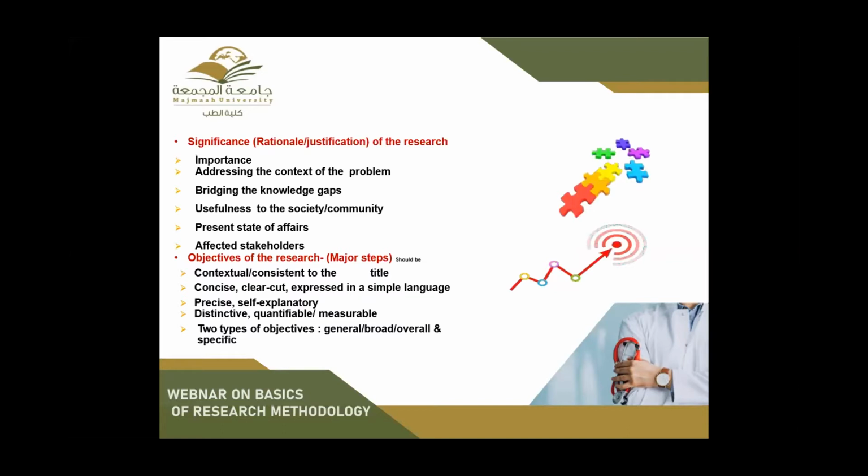The significance and the importance: we have to know the rationale of the study, addressing the context of the problem, bridging the knowledge gaps. Suppose we know, for example, multiple sclerosis: there's no study in Saudi Arabia till now, only one study has been done. So it is a very good study. Whatever you do, for example COVID also, when COVID came, very good studies were published in very good journals, like presentation of COVID symptoms, symptomatology.